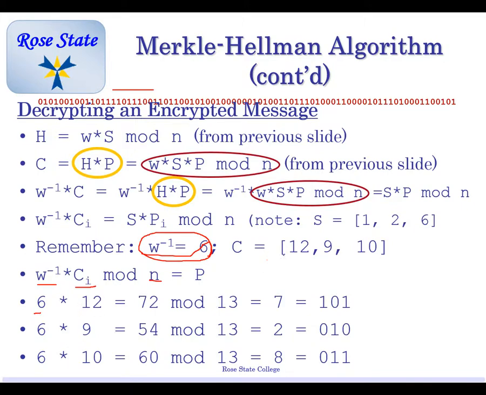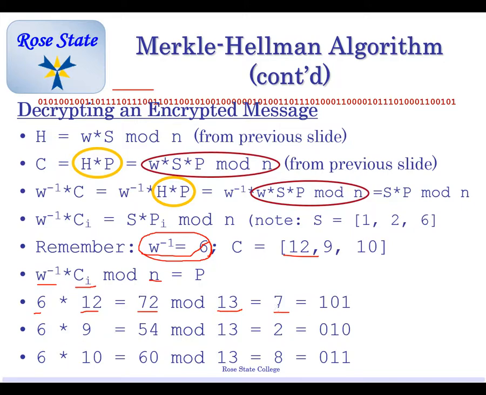Remember, our first ciphertext is 12. So 6 times 12 is 72. Mod n, which is 13. Again, we put 13 in front of 72. We get a remainder of 7. 7 is not the answer. But 7 will be the answer on a test. But it's the wrong answer. Because now you have to convert it back to binary. Because remember, we're encrypting a binary message. Remember that? So how do we get 7 into 101?